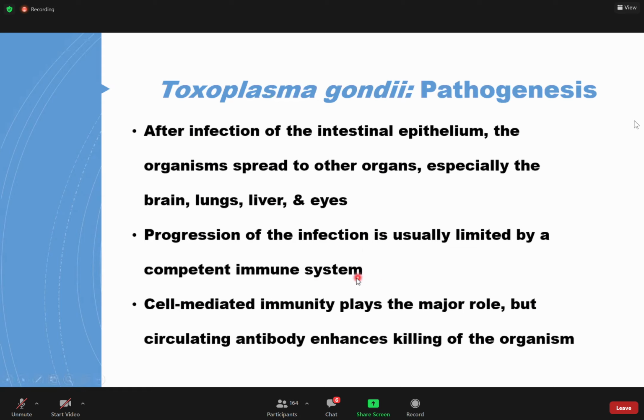Progression of the infection is usually limited by the competent immune system, usually the T cell arm of the immune system. Cell-mediated immunity plays the major role. However, antibodies are produced against certain antigens that can enhance the control of replication of this organism.